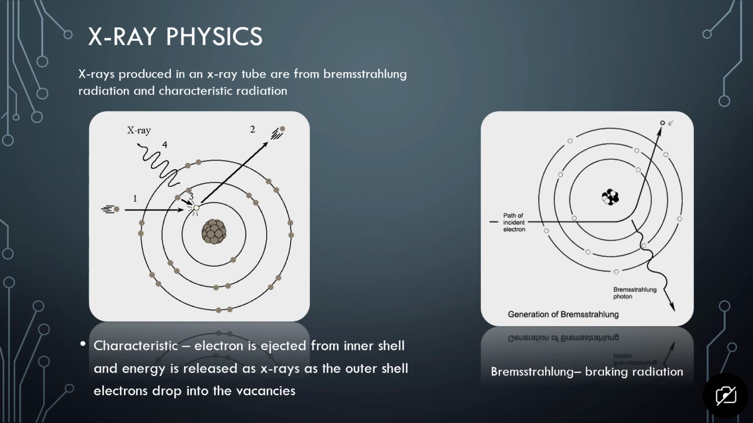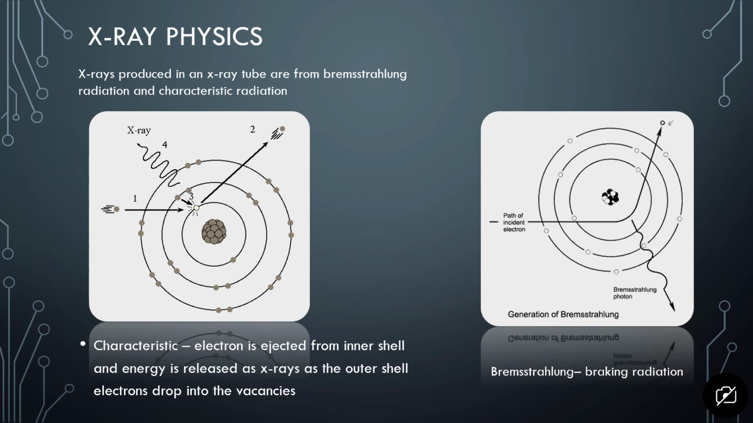Remember the octet rule, and the electrons want to be as close to the nucleus as they can be. They're attracted to that. So the inner electron shells will be filled before the outer shells will. Inner shells should always be filled. So if an electron is ejected from the inner shell, then electrons from the outer shell will automatically drop in to the inner shell to take its place.